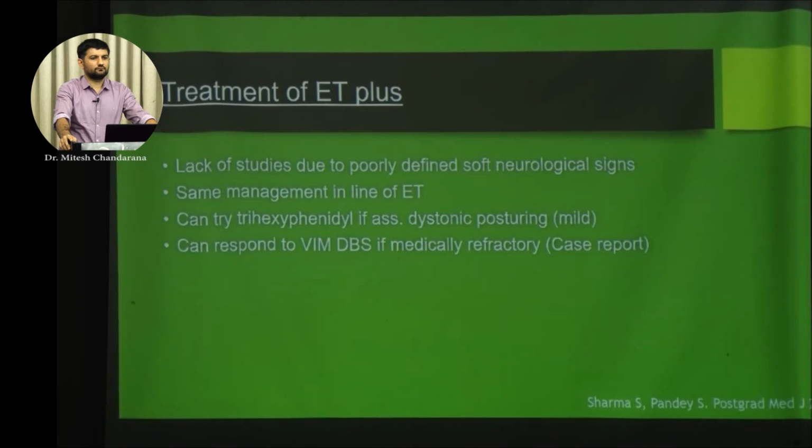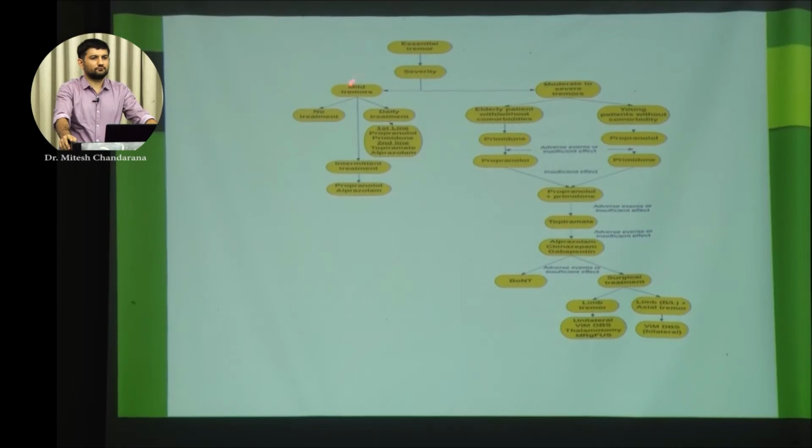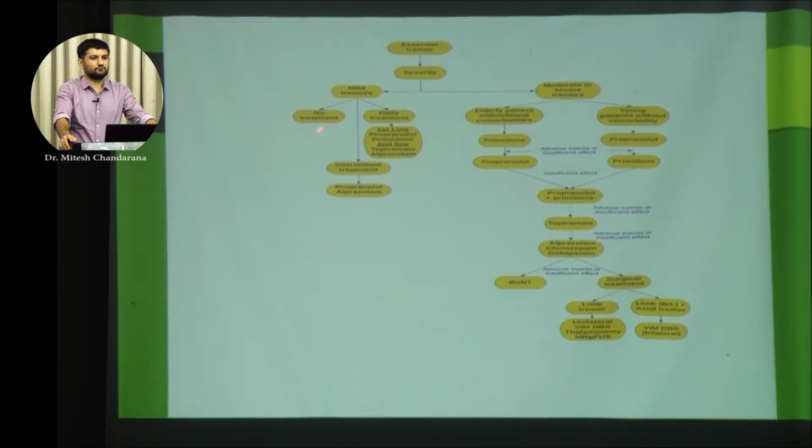Treatment of ET plus: lack of studies due to poorly defined soft neurological signs. So currently it is managed in the same line as ET. We can try trihexyphenidyl if associated dystonic posturing is there, and it can respond to VIM DBS if medically refractory. So this is the approach I have made. We can see essential tremor. According to severity, if the tremor is mild, then we can opt for no treatment also.